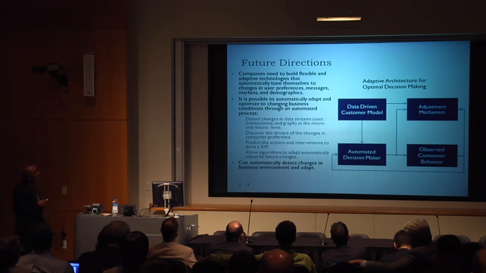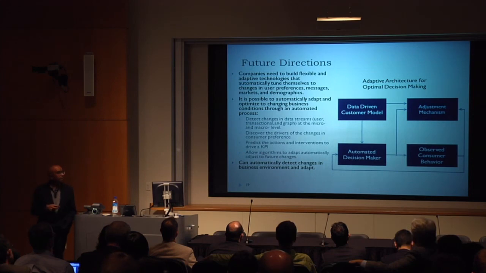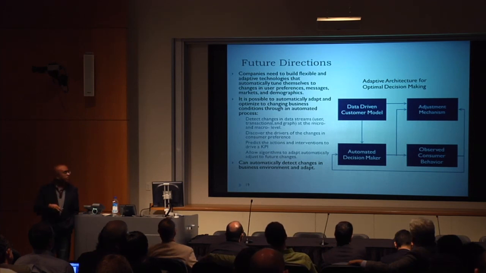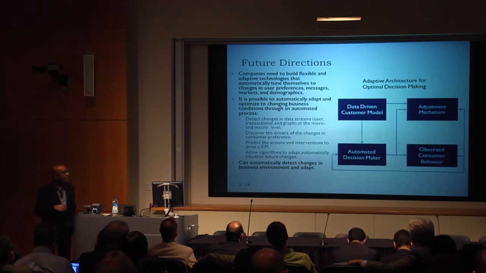Well, you need to have some kind of a data-driven customer model, right? And that model cannot be physics-based. It has to be based on the data that is observed. You need to have some kind of an adjustment mechanism. That could be the interaction that you have with your consumer in one way or another. You need to have some ability to observe the consumer behavior. And obviously, we've talked a lot about that in the last two talks, that's available. And then you also need to have some ability to make automated decisions. I used the word automated because this could be a combination of humans and machines.